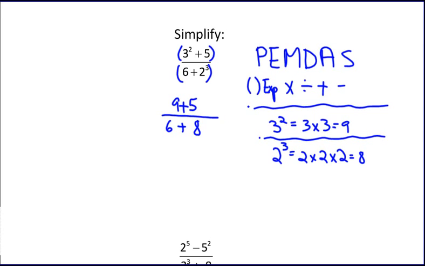Now we will continue to do just the top, just the bottom. So 9 plus 5 gives me a 14, and 6 plus 8 also gives me a 14. So coincidentally, since 14 goes into the top once and into the bottom once, we get a result of 1.